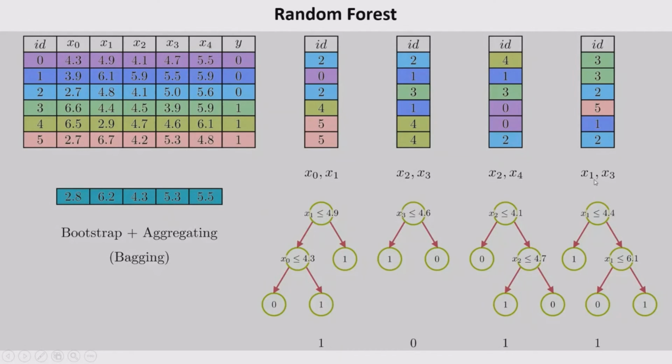It gives 1. Now x1 and x3. So x1 is 6.2 and x3 is 5.3. So my condition is x1 less than equal to 4.4. Does it satisfy? No. So it moves to the right. Now x1 less than equal to 6.1. Does it satisfy? No. So what is the outcome? 1. So I get 1. So out of all the decision trees, what is the majority prediction that you get here? 1. Considering that 4 is the number of decision trees that you have, the prediction is 1. So you take that prediction and that is your outcome.